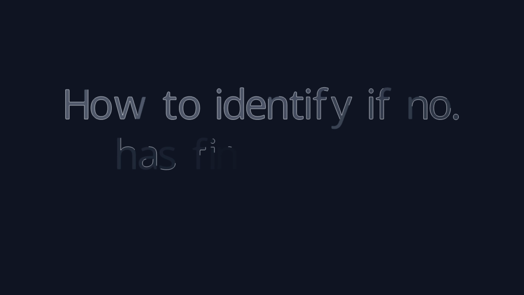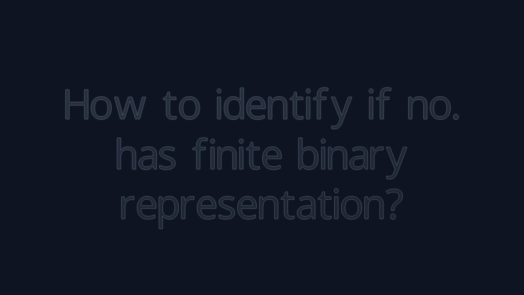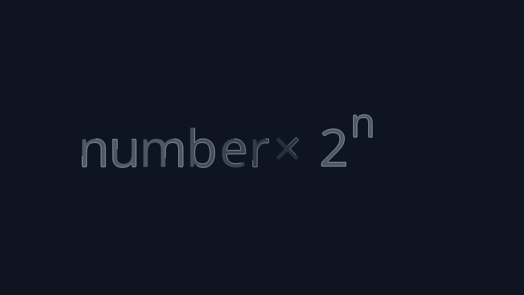So how can we tell whether a number can be represented exactly in binary? This is a simple test. If you can find some integer n such that 2 raised to the power n times the number is an integer, then you can represent that number exactly in binary. Otherwise, its binary expansion goes on forever.